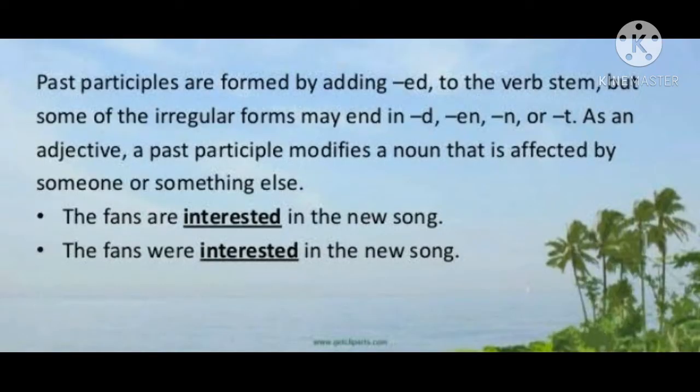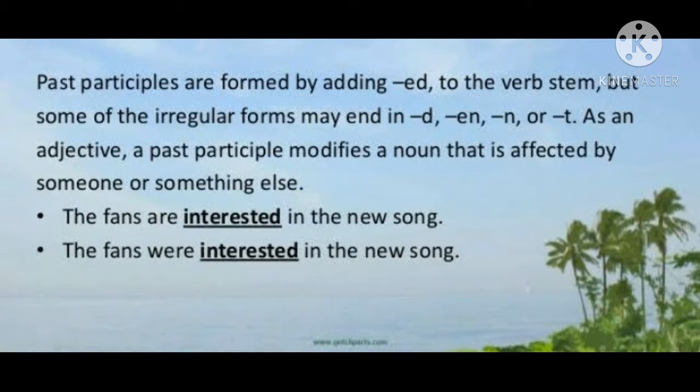Using past participles as adjectives. Past participles are formed by adding ed to the verb stem, but some of the irregular forms may end in d, en, n or t. Here, when we add ed, d, en, n or t to the verb, we'll make the verb into past participle.